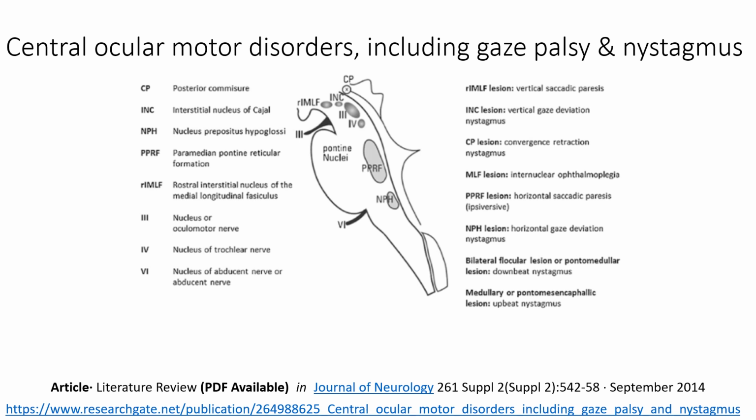So let's look at a couple of things here. I'm just going to color code them for you. The posterior commissure, abbreviated CP, so commissure posterior. That's going to be this area right here. And then we're going to see CP lesions cause convergence retraction nystagmus. Interstitial nucleus of Cajal, either way is fine by me. This guy right here. A lesion here is going to lead to vertical gaze deviation, nystagmus.